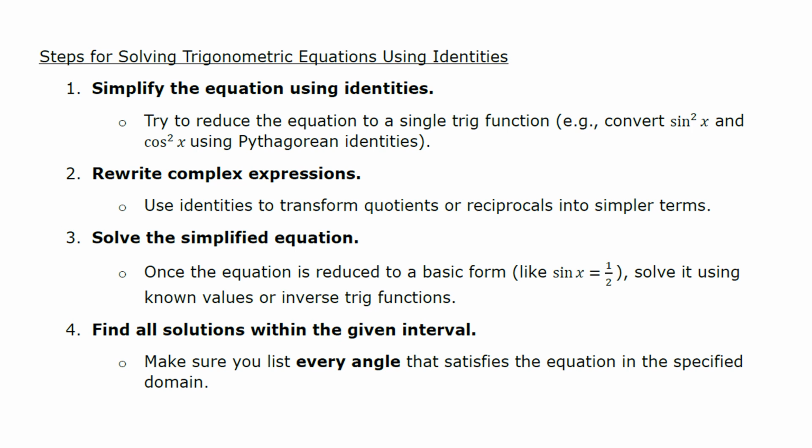Step 3, solve the simplified equation. Once the equation is reduced to a basic form like sine x equals 1/2, then we can solve it using known values or inverse trig functions. And then step 4, find all solutions within the given interval. You want to make sure you list every angle that satisfies the equation in the specified domain.